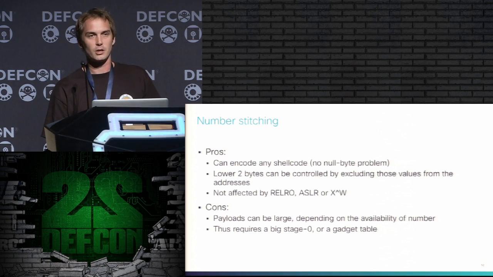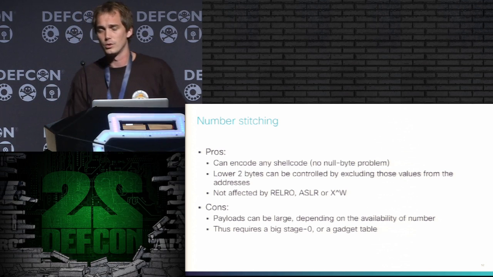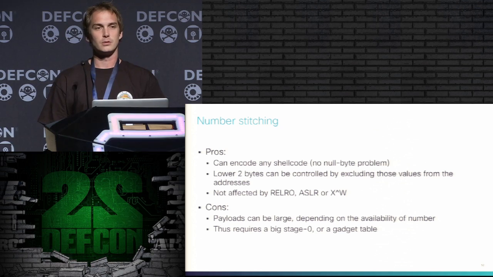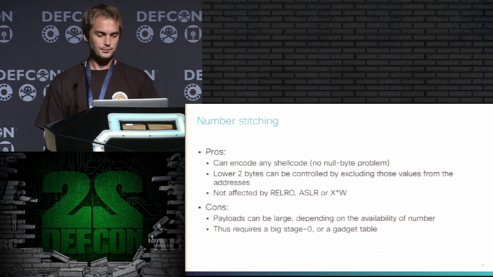It can encode any shellcode. You don't have a null byte problem because all you're dealing with is addresses, right? You never actually look for values, and you never pop values into registers, just addresses. The lower 2 bytes of your address are controlled, and so you can exclude those values if you don't want them in your addresses. And obviously, the initial goal was that you're not affected by RELRO, ASLR, or X or W. So it will allow you to bypass all those memory protections.